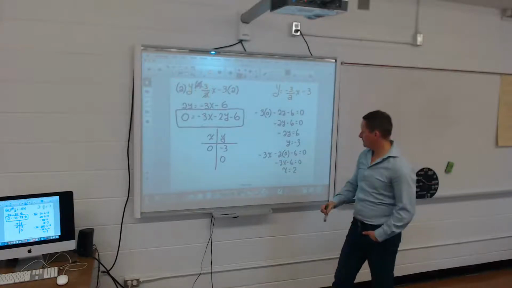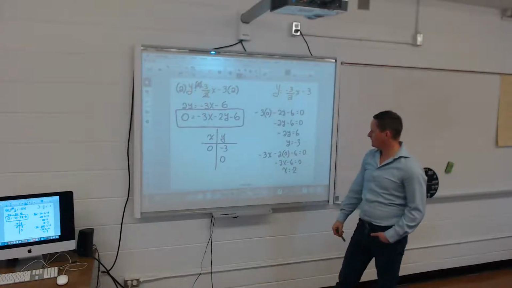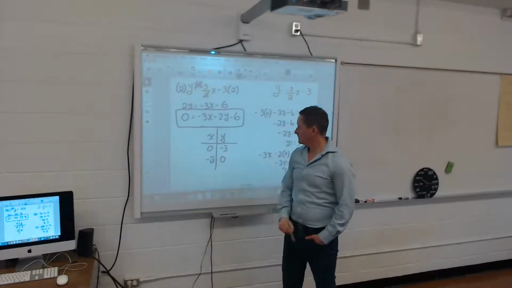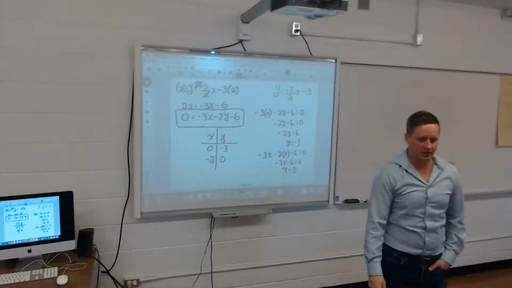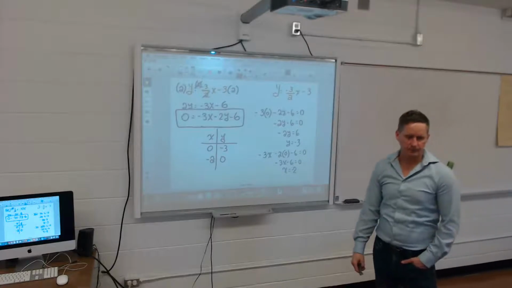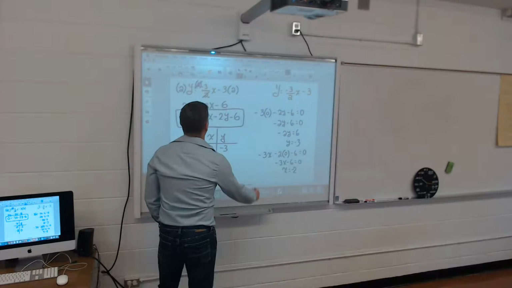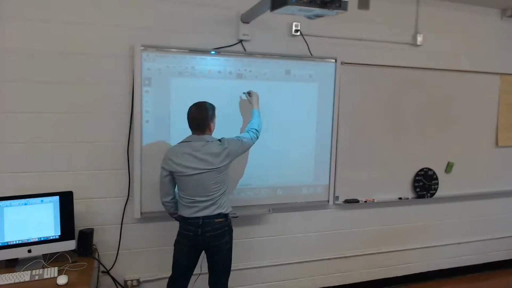Add 6, divide by negative 3, that's negative 2. So there's my two intercepts in this question. All right. So now I can sketch it.